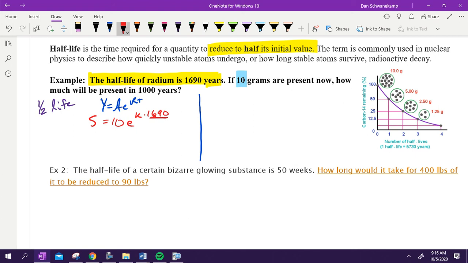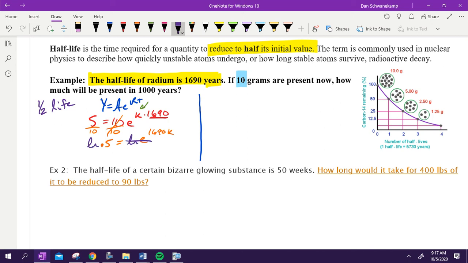If I wanted to solve this, I'm going to find the growth rate, or in this case, the decay rate. I'm trying to find k. What would I do first? Divide by 10. It's going to get you 0.5. No matter what number you started with, you're going to have 0.5 after you divide. 0.5 equals e^(1690k). I want to get k by itself. What next? Natural log on both sides.